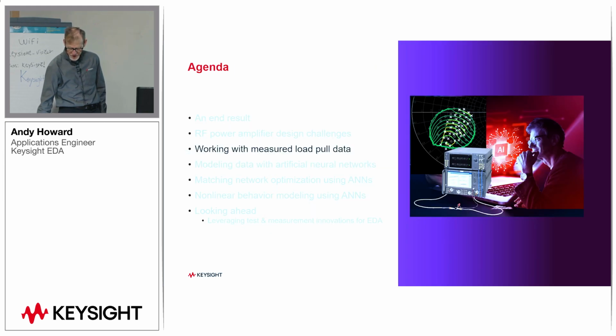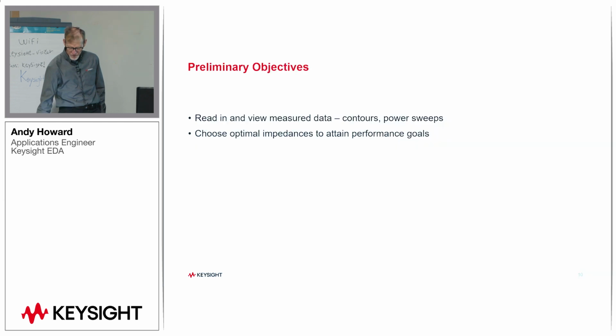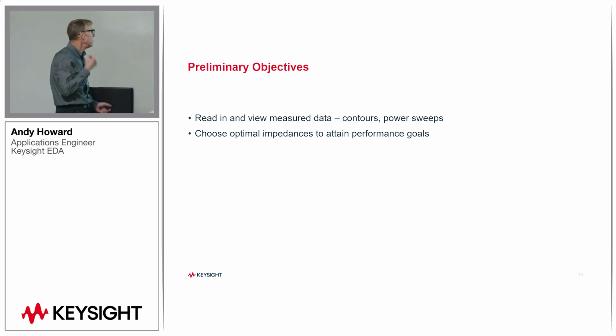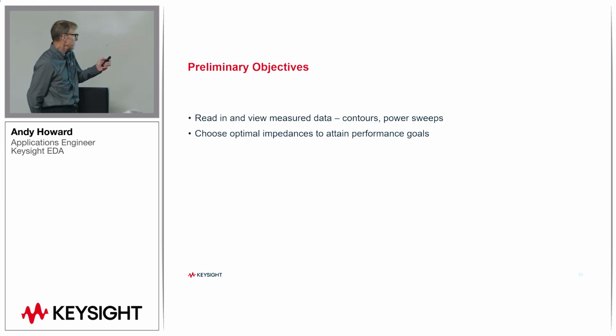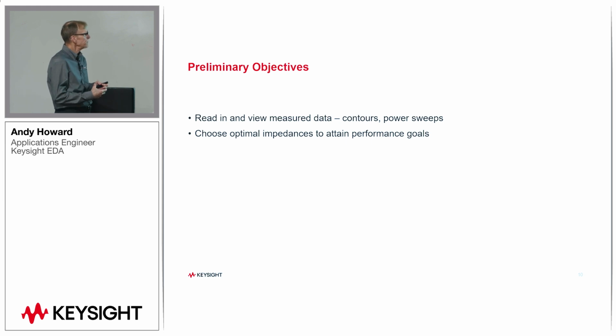Okay, so the next topic is working with measured load pull data, and almost everybody wants to do this. Like I mentioned, the first thing is just bring the data into ADS and plot the contours so that you can look at it, and then determine what are the optimal impedances, what performance could be achieved, what are the optimal impedances to present to the transistor, what trade-offs might be necessary.